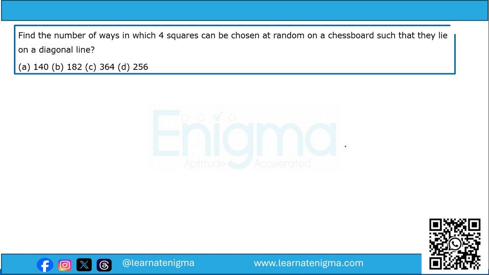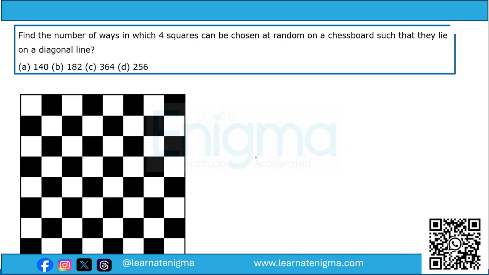Find the number of ways in which four squares can be chosen at random on a chessboard such that they lie on a diagonal line. Now, chessboard looks like this. It is an 8 by 8 square. Now, diagonal means it can be like this.